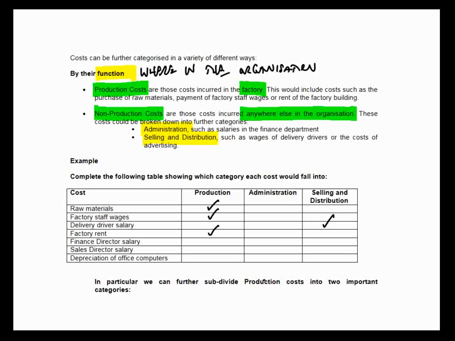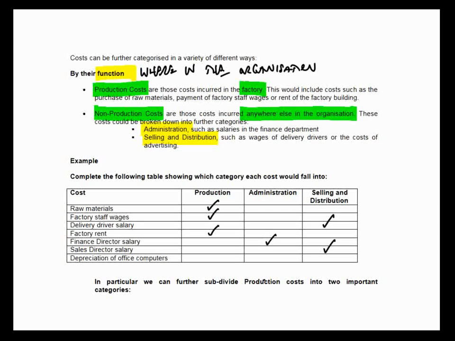Now, the finance director will probably be part of the finance department, part of the accounts department, which would be treated as administration. We've then got another of the board of directors, the sales director, and his salary. Well, sales director's probably more to do with selling and distribution. Now, he'll be running the sales teams, marketing and advertising to customers.